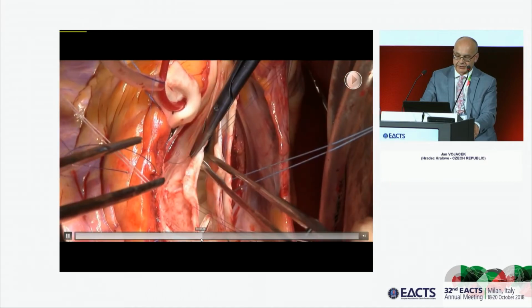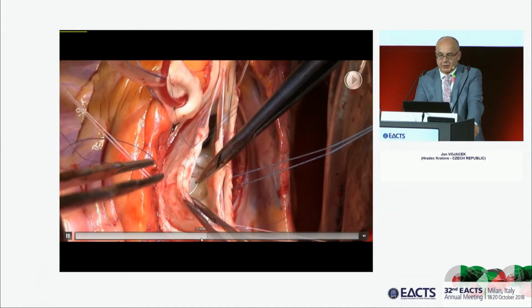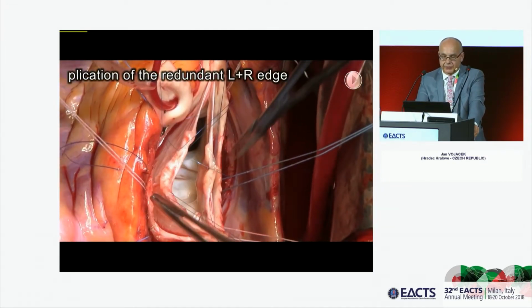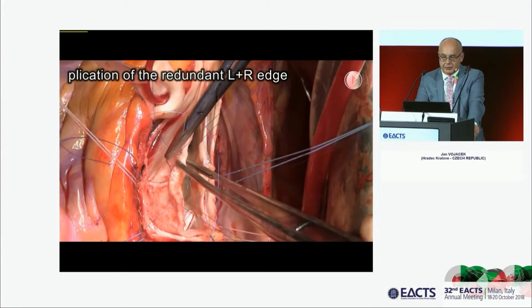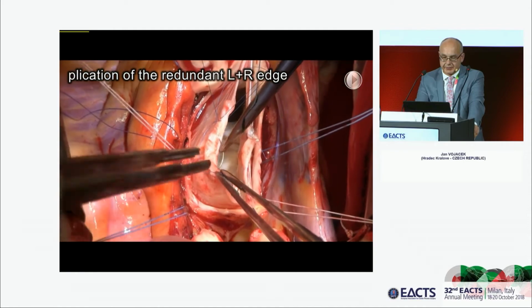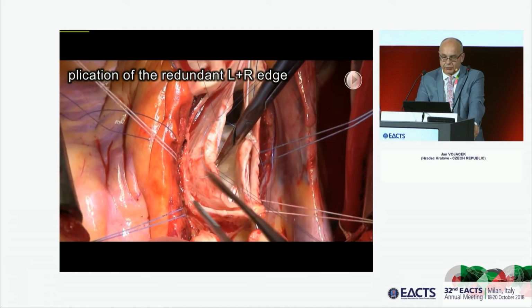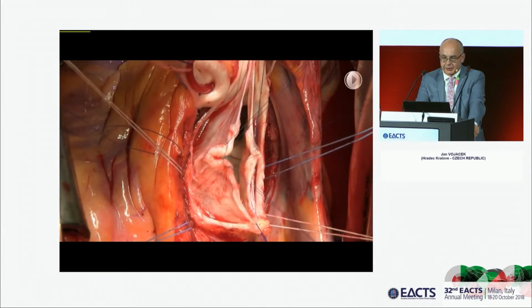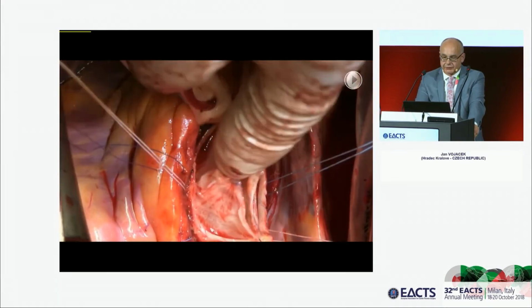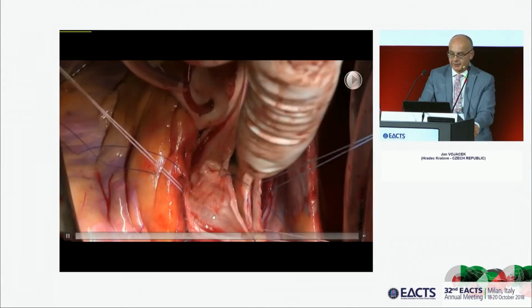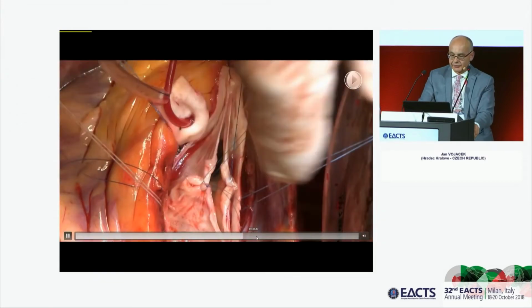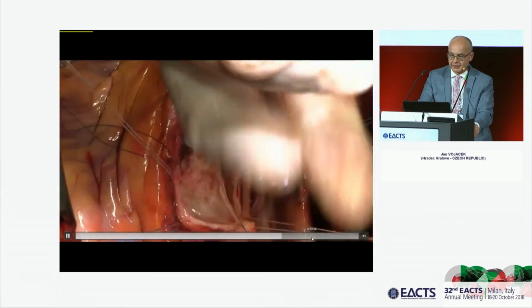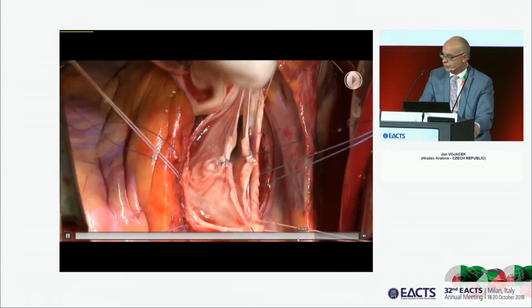As you can see here, with 5.0, you can easily plicate the fused cusp and obtain optimal coaptation and configuration. So now both free edges of the leaflets are equal, and all you have to do is put another stitch and then another stitch to close the gap. And that's it.